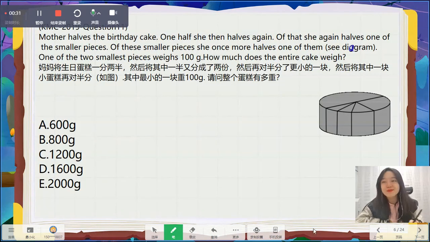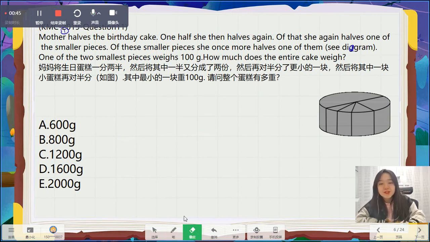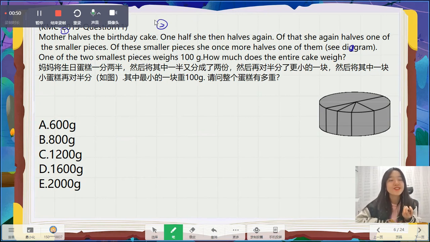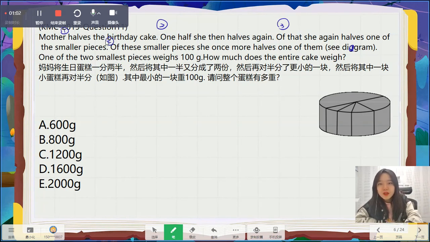The first question is, Mother halves the birthday cake. See here, there's the birthday cake, and one half. She then halves again. So first she halves the birthday cake, and then she halves one part of the cake she has just halved. Third step of that, she again halves one of the smaller pieces, and of these smaller pieces, she once more halves one of them.